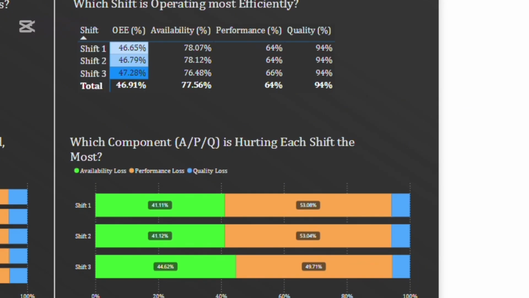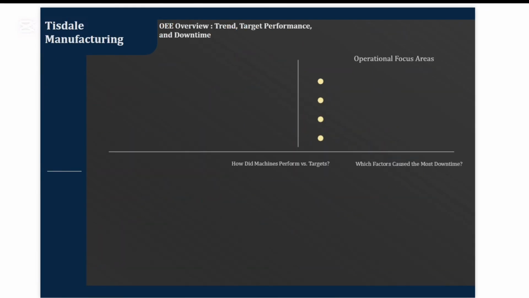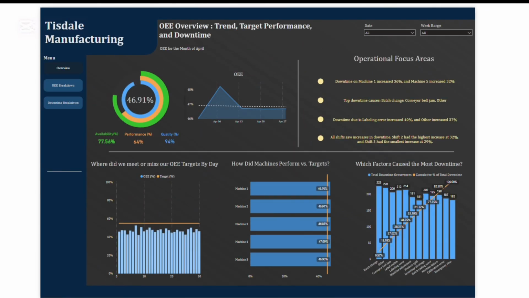So in conclusion, for the month of April, we need to prioritize batch change. This downtime is very frequent and long. Machine 2 needs performance tuning, while machines 1 and 3 may benefit from setup time reduction or PMs. And finally, let's learn from Shift 3's consistency. What are they doing differently that we can replicate in our other shifts? With a focused action, we can push our OEE closer to target and deliver a stronger, more stable May.